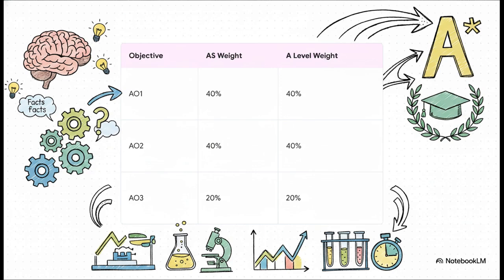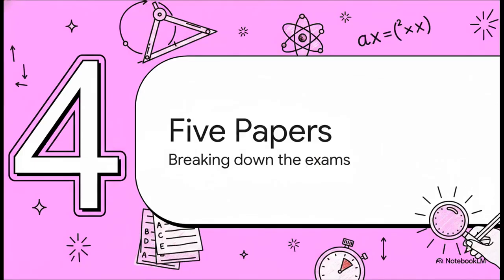And check this out. Experimental skills make up a massive 20% of your final grade across both the AS and full A level. So for sure, you absolutely cannot ignore your lab work if you want to crush this. Let's look at how this plays out in Section 4, breaking down 5 papers.